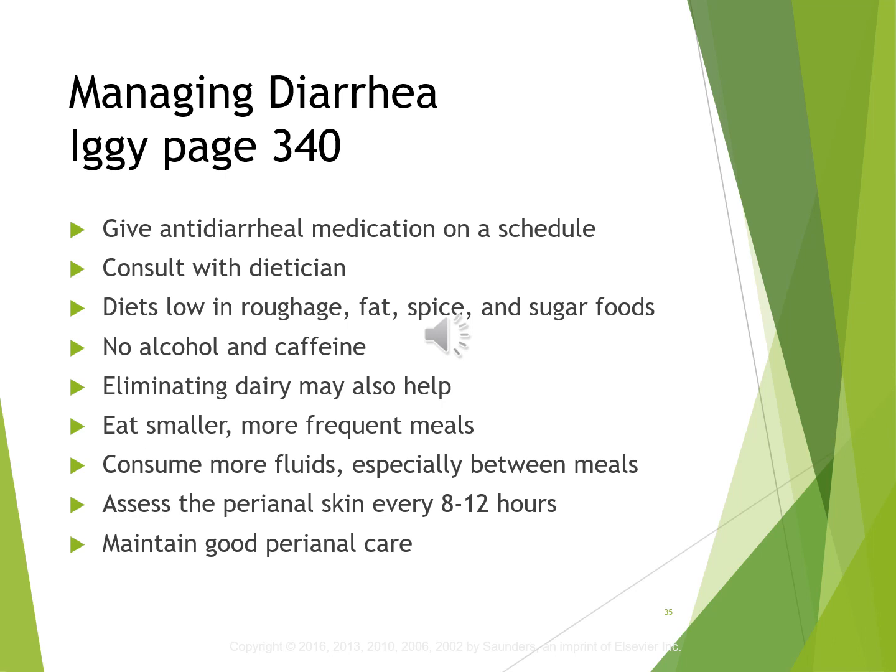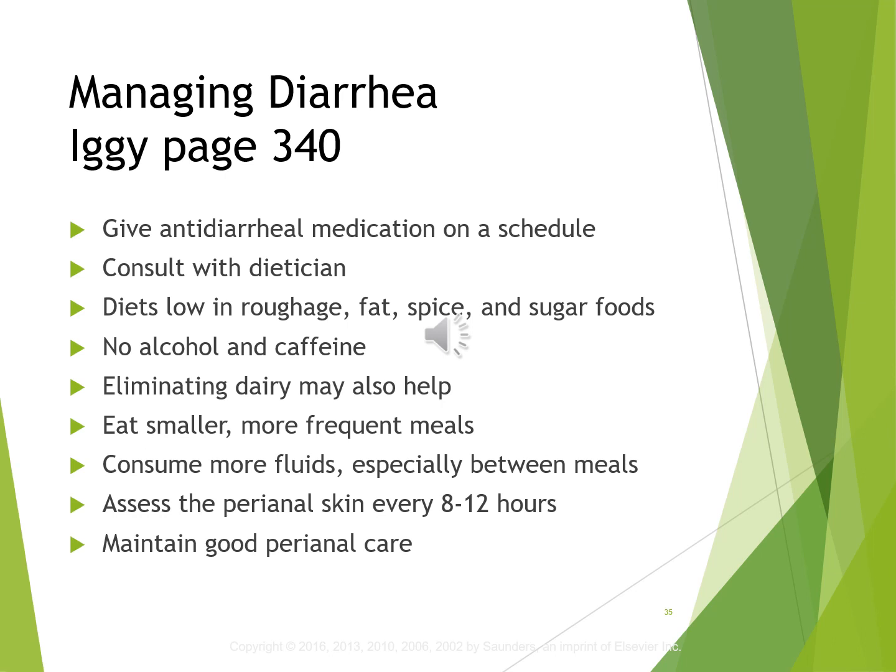Diets low in roughage, fat, spice, and sugar foods are what are recommended. You don't want them to drink alcohol, and you definitely don't want them to drink caffeine because it stimulates peristalsis. Eliminating dairy may also help. Again, eating small, more frequent meals. Consume more fluids, especially between meals. Okay, not so much with the meal because you don't want them filling up if they're having trouble eating to begin with. So maybe not so much when they're eating as much as in between meals.